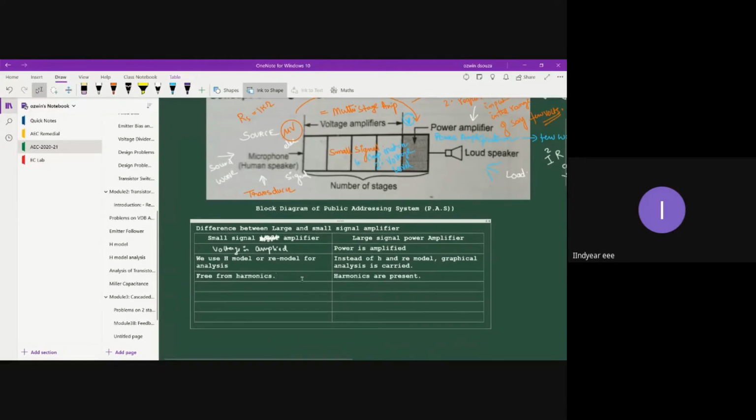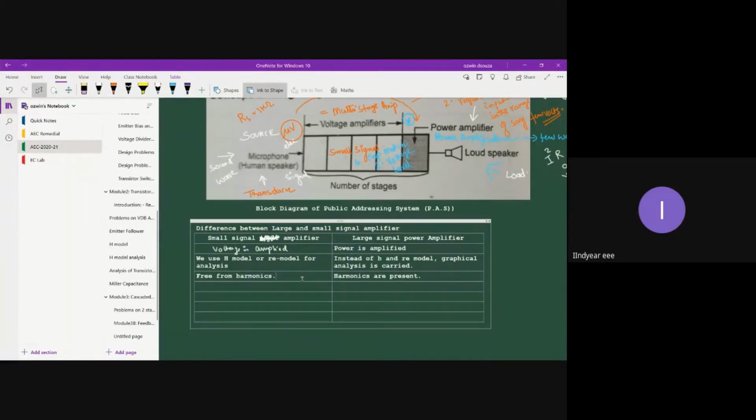For example, if you give an input voltage having 50 hertz frequency, and if your output signal is consisting of only a 50 hertz signal, then you can say that the process is free from harmonics. So if your fundamental frequency, which is of 50 hertz, is present in the output, and your output is not consisting of any other signals, only a signal having fundamental frequency, then you can say that particular wave is free from harmonics.